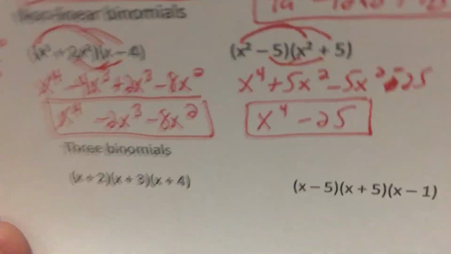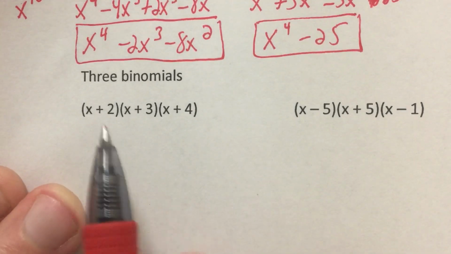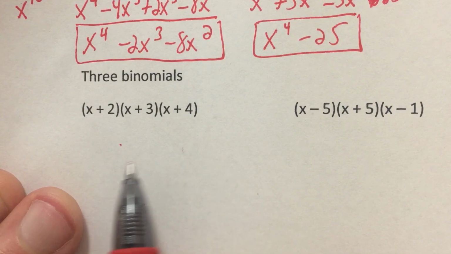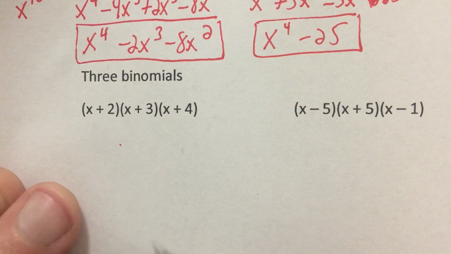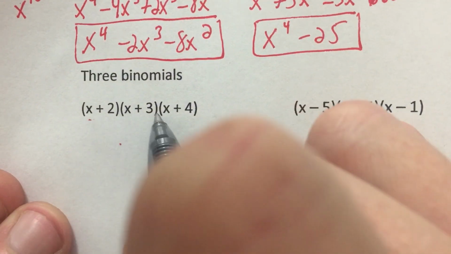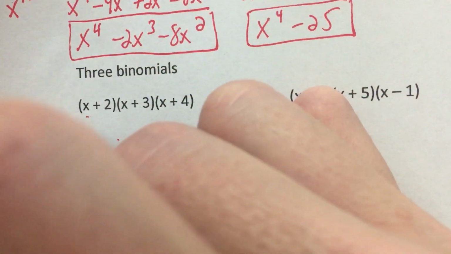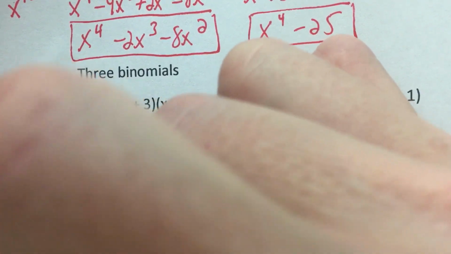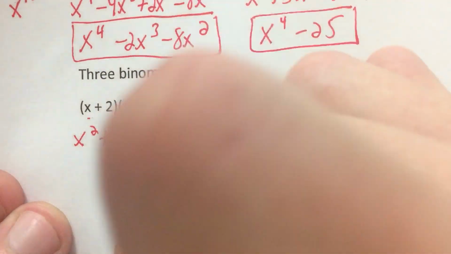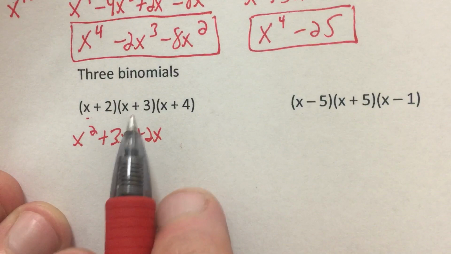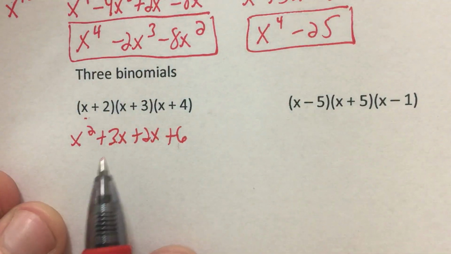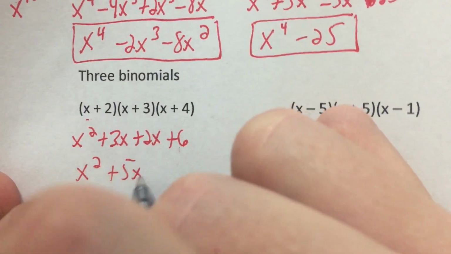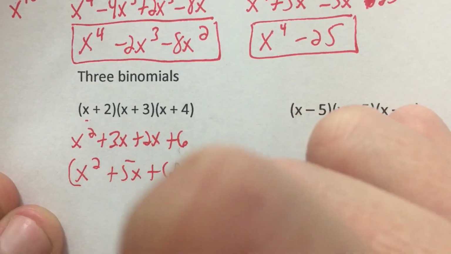When you have to multiply 3 binomials, you're going to focus on the first two. We're going to multiply these, get an answer, then drop this third one and multiply the answer times that one. So we start with x plus 2 times x plus 3. X and x is x squared. X times 3 is 3x. 2 times x is 2x. 2 times 3 is 6. 3x and 2x in the middle make 5x. So we get x squared plus 5x plus 6.